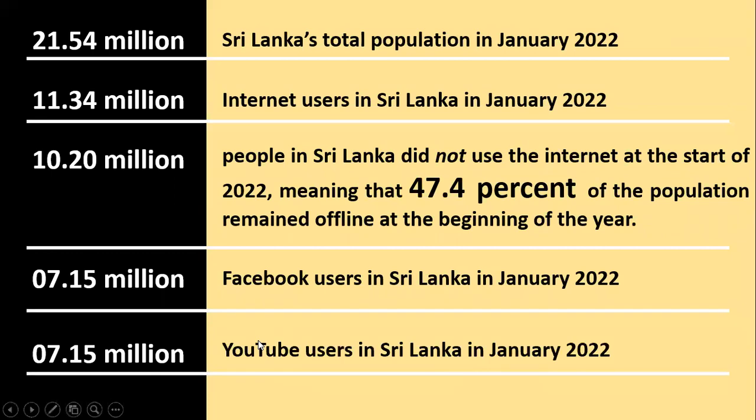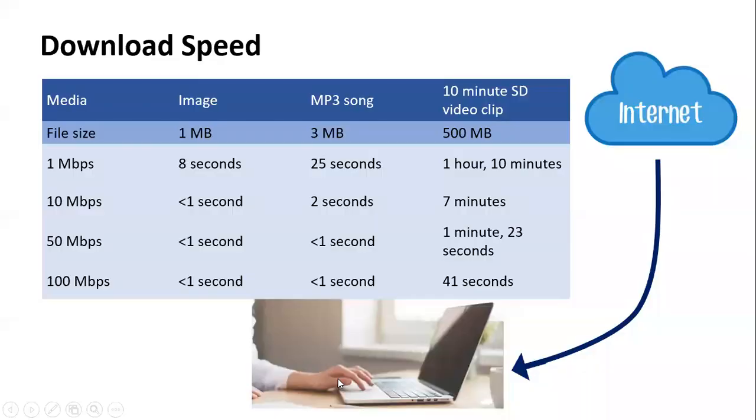Then again, YouTube users. That is also 7.15. These are all Google statistics. Right, children. So that is how our internet population varies in the country. Right. So this thing we discussed earlier, this is for your understanding. I just added it to your notes, right? If the speed is 1 megabyte per second, to download a 1 MB image it will take this much time, right? So like that.